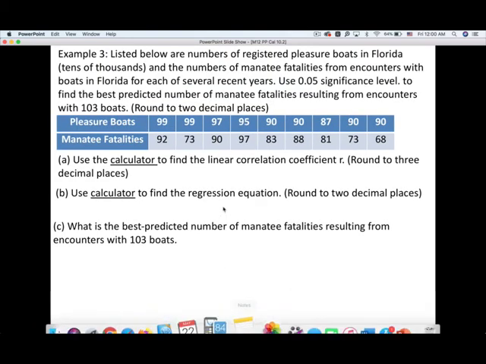Last example, I want you guys to try to find the R first, find out the regression equation. And then make sure for part C, you want to find the p-value and then compare with your significance level to see whether you're going to reject or fail to reject.